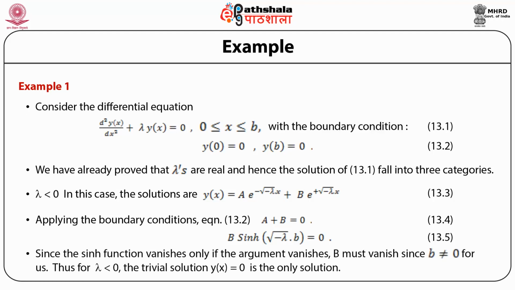Now, since the hyperbolic sine function vanishes only if the argument vanishes, the constant b must vanish, since b is not equal to 0 for us. Thus, for lambda negative, this equation with the boundary conditions as specified has only a trivial solution, which is y of x equal to 0.